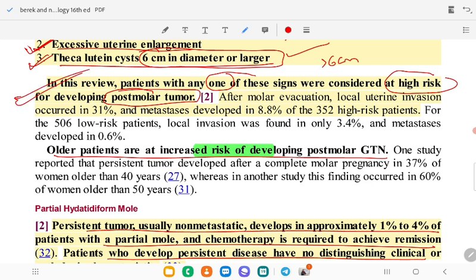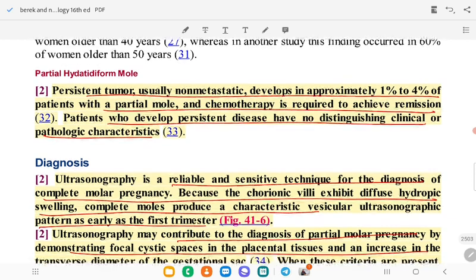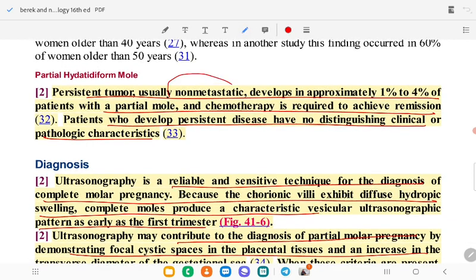Like after molar local uterine invasion, 30%. Older patients are usually at risk for developing post-molar gestational trophoblastic neoplasia. Then in partial hydatidiform mole, how does the disease progress? Persistent tumors are usually non-metastatic. Approximately 1 to 4% of patients with partial mole require chemotherapy to achieve remission. Patients who develop persistent disease have no distinguishing clinical and pathological characteristics.